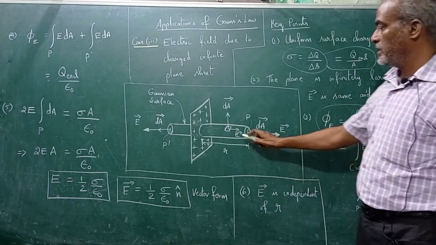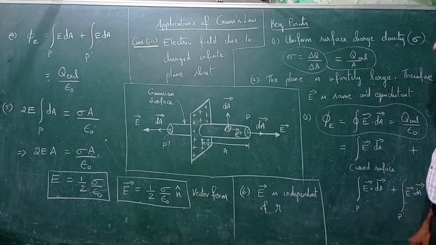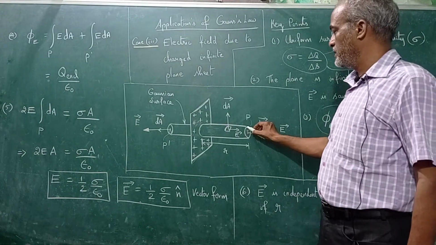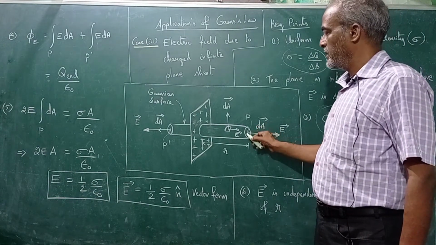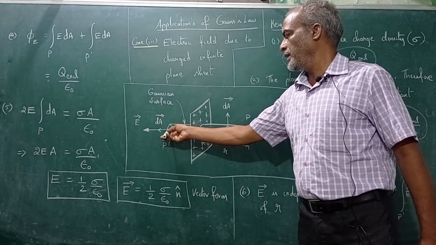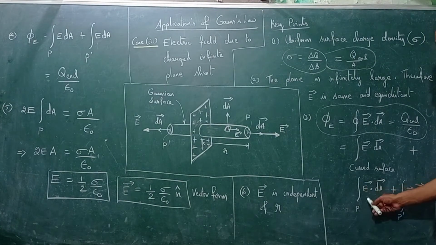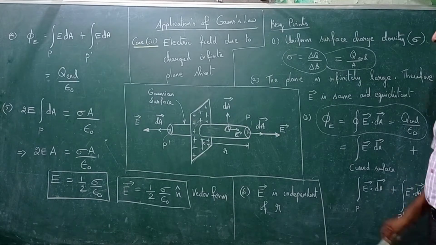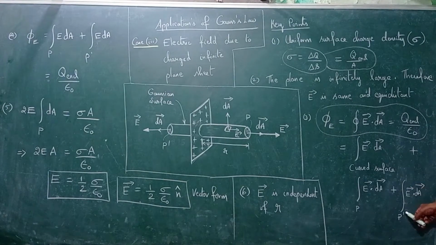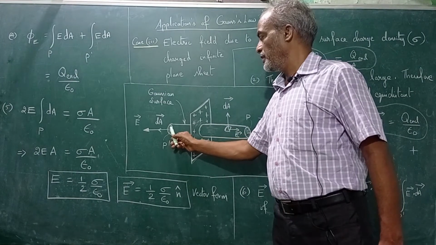So now we have considered the curved surface, which is integral E vector dot dA vector, plus integral E vector dot dA vector at P. P is this area, and the same area lies here also. You are considering P and P dash, two points. At P we consider integral E vector dot dA vector on this side, and the last one is plus integral at P dash of E vector dot dA vector, which is the opposite side face.